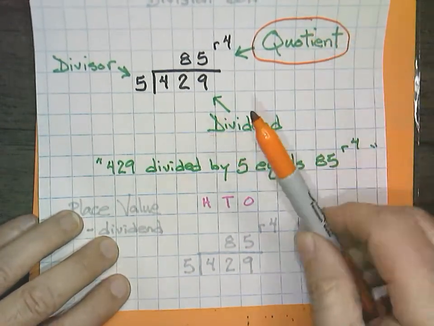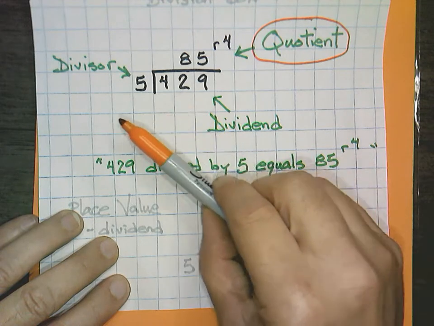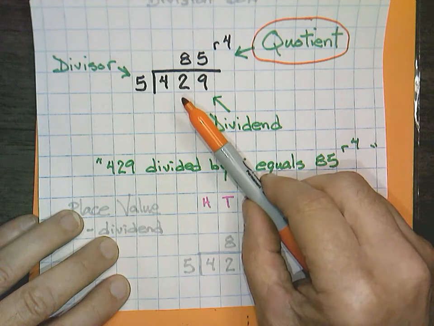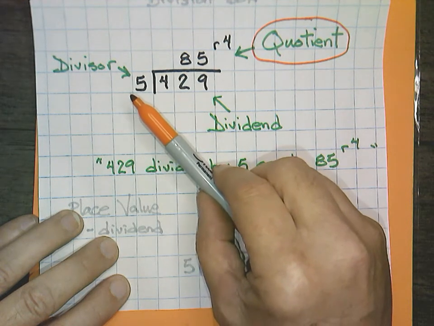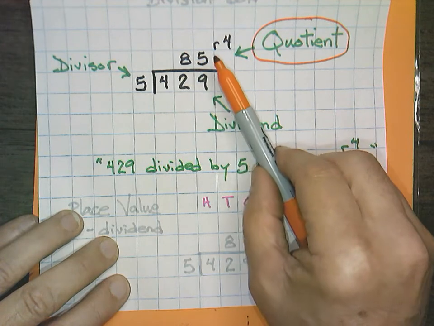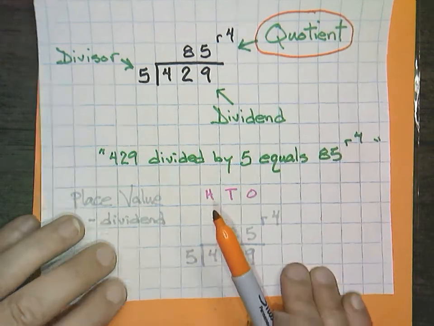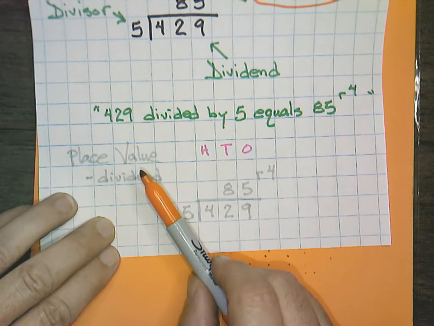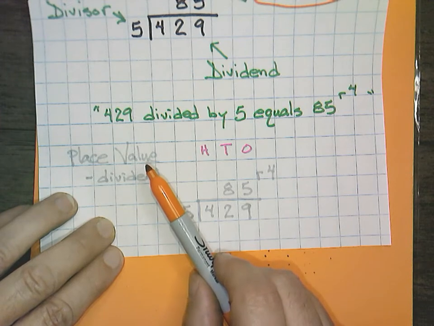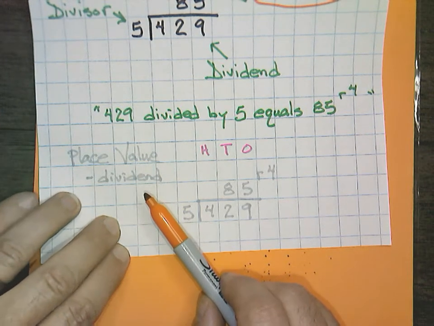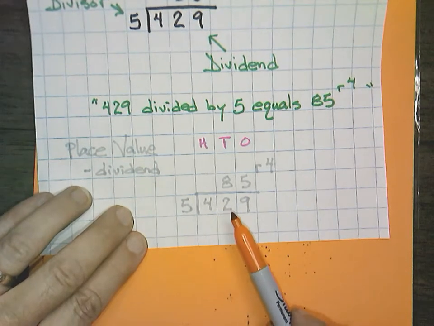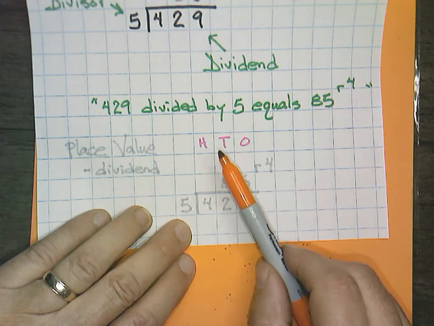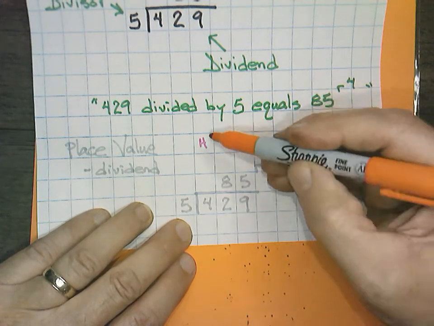And we would read this problem in a clockwise motion, starting with our dividend. 429 divided by 5 is equal to 85 remainder 4. Please keep in mind that doing these kind of problems, that place value is important. And when I'm talking about place value, I'm talking about the place value of our dividend. Look here, 429 is our dividend. And I put our place values up here, hundreds, tens, and ones.